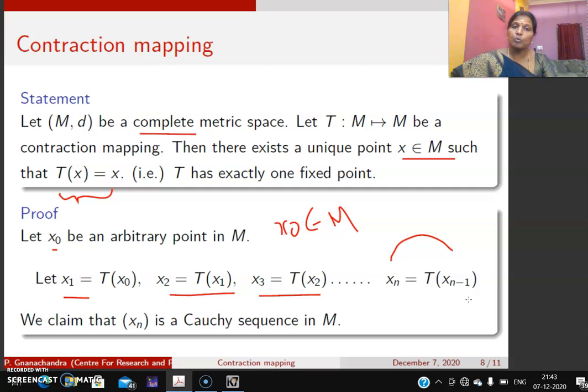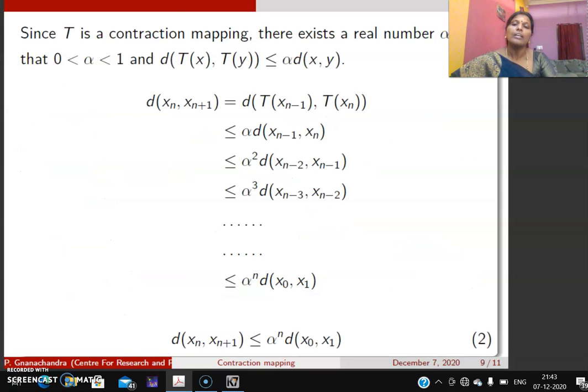Why do I have to prove this is a Cauchy sequence? Because in the theorem they have given that (M, d) is a complete metric space. So I have connected a Cauchy sequence and a complete metric space. We all know that in a complete metric space every Cauchy sequence is convergent. So I'm going to reach that concept. First I'm going to prove xn is a Cauchy sequence. For that I first have to use that T is a contraction mapping. This is the definition of contraction mapping, which we already saw.